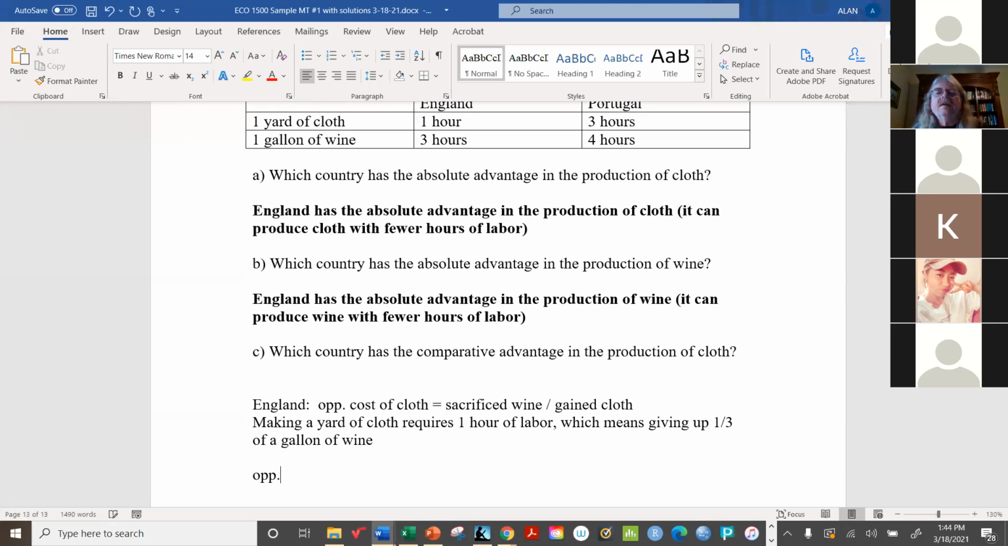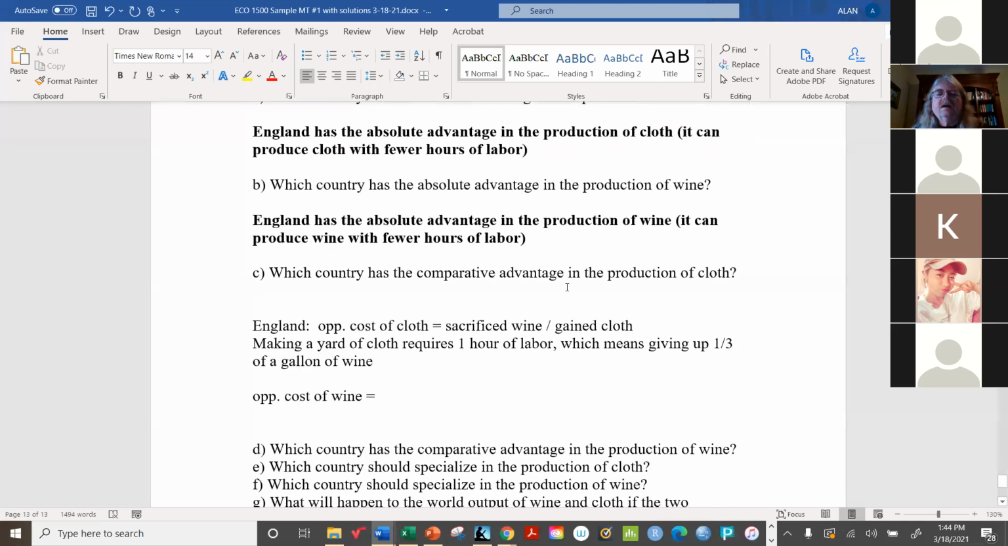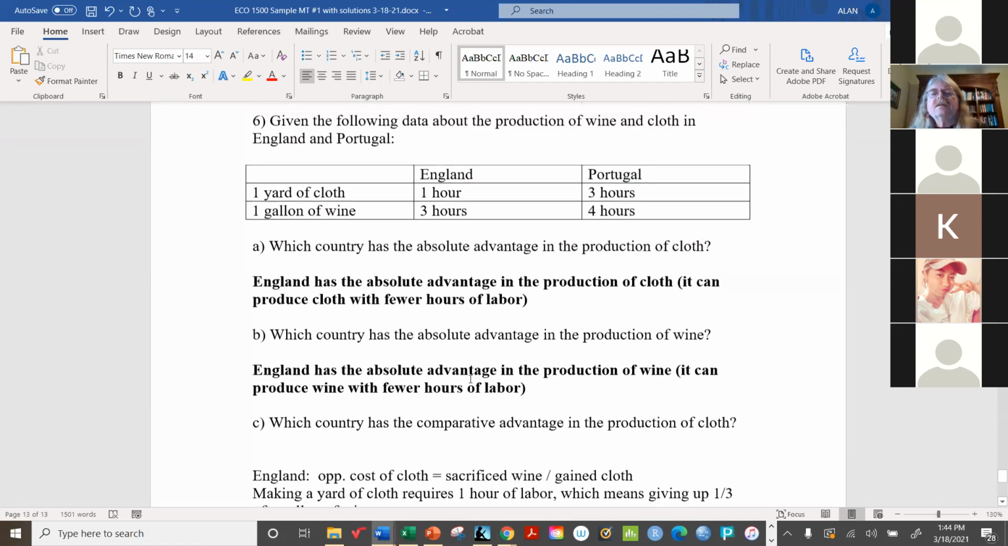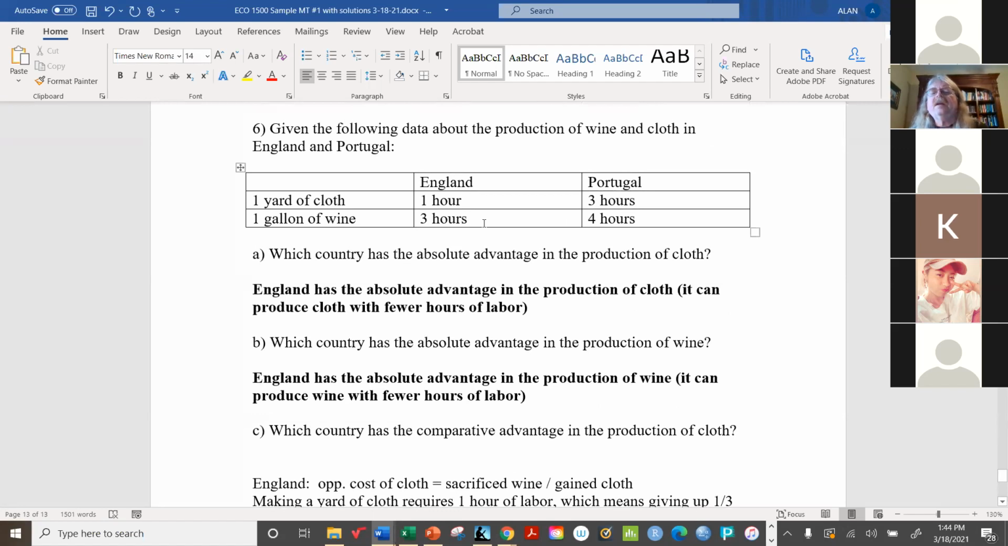Whereas wine is the other way around. The opportunity cost of wine is the sacrificed cloth over the gained wine, which is just equal to the inverse. So just remember, when you figure out the opportunity cost for one product, for the same country, the opportunity cost of the other product is the inverse. And here's why. Because to make a gallon of wine, I need to use up 3 hours of labor, which could have been used to make 3 yards of cloth.